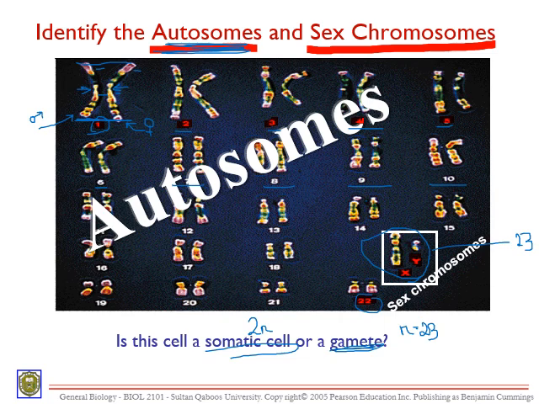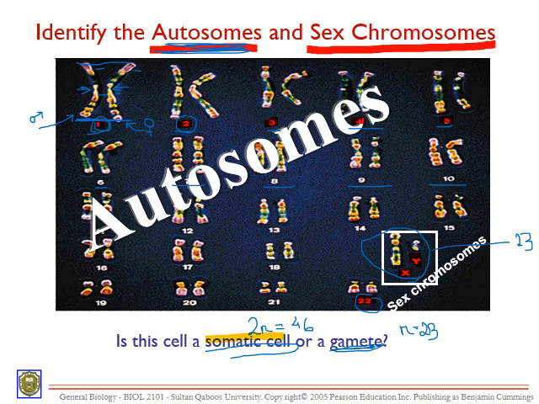While 2n is what? 46. So just look at the chromosomes. Number 1 is 2 chromosomes. Number 2 is 2 chromosomes. So that's 2 times 23 because you have 23 sets of chromosomes. So what's the answer to this question?